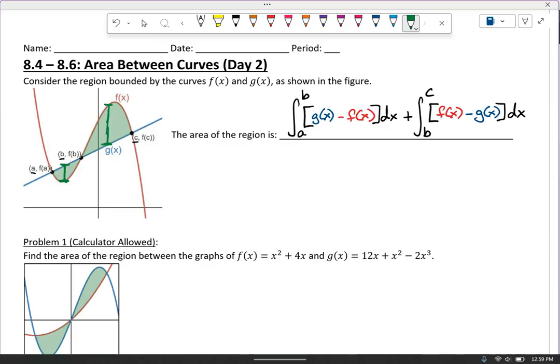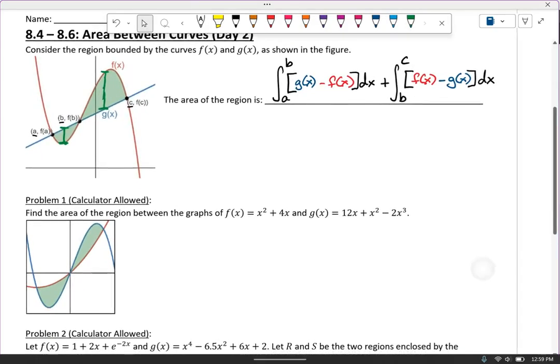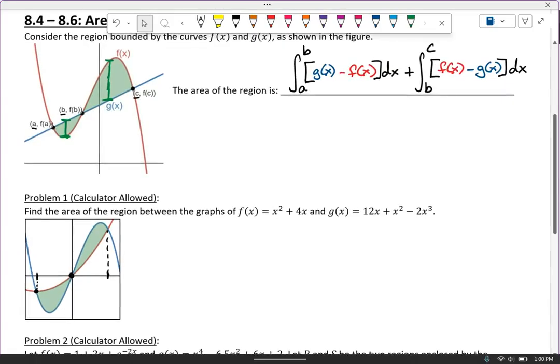So I want you to try it in problem number 1. In problem number 1, we have our 2 equations. It is calculator allowed. So you're going to use your equations to figure out those intersection points. Where do we intersect? You need all 3 of them. And then you need to also determine what is the top, what's the bottom for each of those regions. So go ahead and use your calculator to do that on problem number 1. Give you a few minutes.